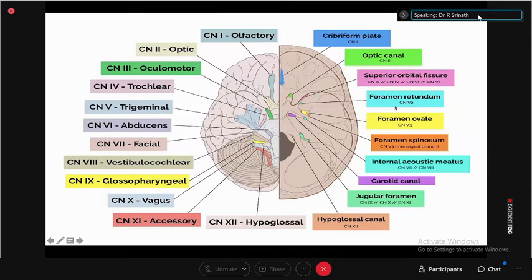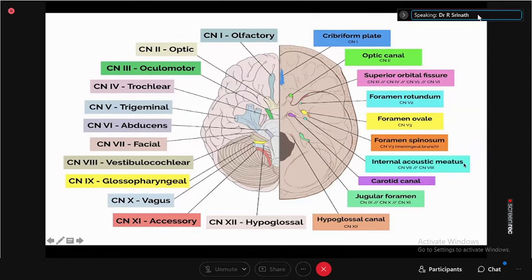Foramen rotundum carries the second division, ovale carries the third division, that is maxillary and mandibular, and the meningeal branch of the mandibular sometimes also passes through foramen spinosum. And through the internal acoustic meatus, we know the facial as well as vestibulocochlear nerve traverse. These are all very, very important for localization.